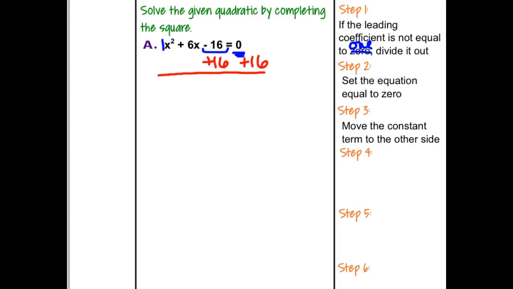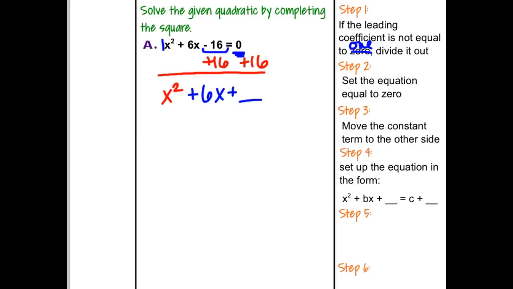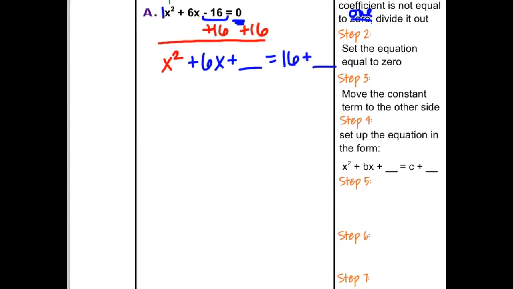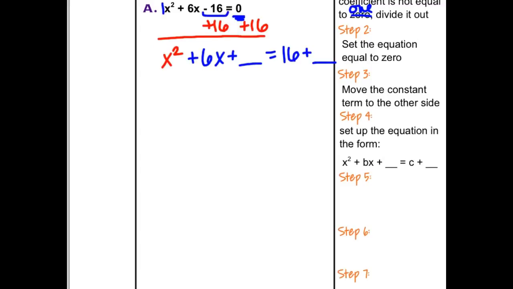And so then we have x squared, and this is carrying us into step 4, so I'm going to pause for a second. So step 4 says set up the equation in the form x to the second plus bx plus our blank equals c plus blank. So that means we're going to have x squared plus 6x plus something equals 16 plus something.